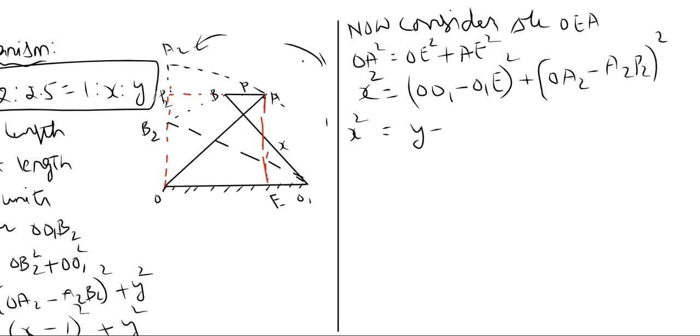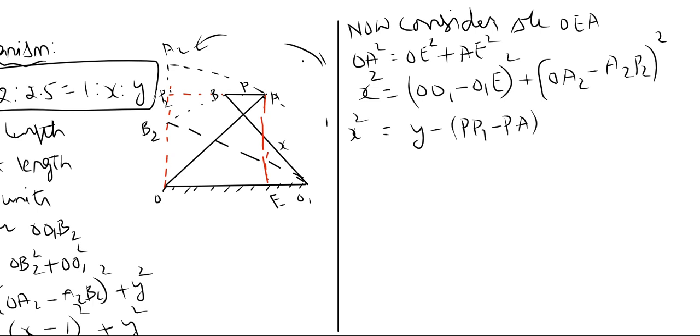So here this O1E also we have to write in terms of x or y. So we have to change this O1E in such a way that we may get some x and y terms. So that's why here I'm writing O1E as PP1 minus PA, PP1 minus PA.